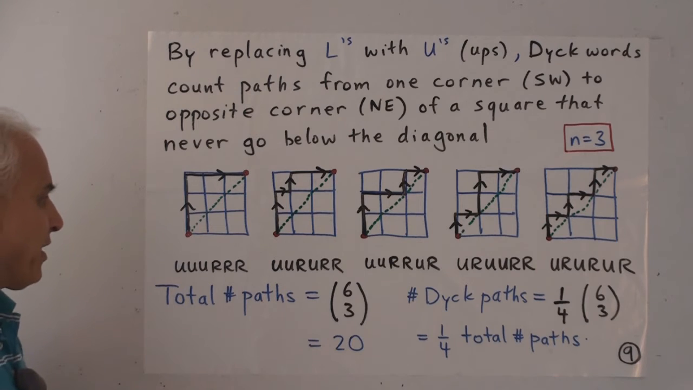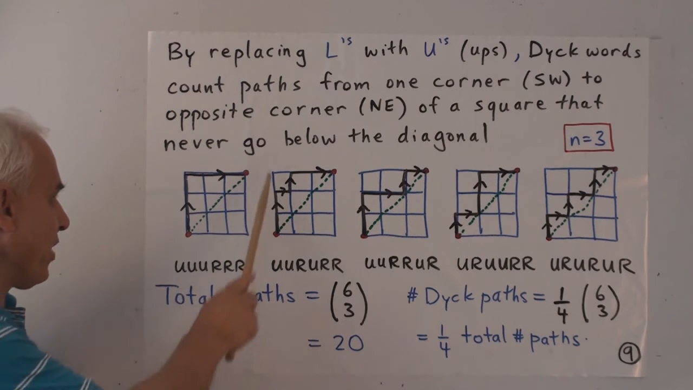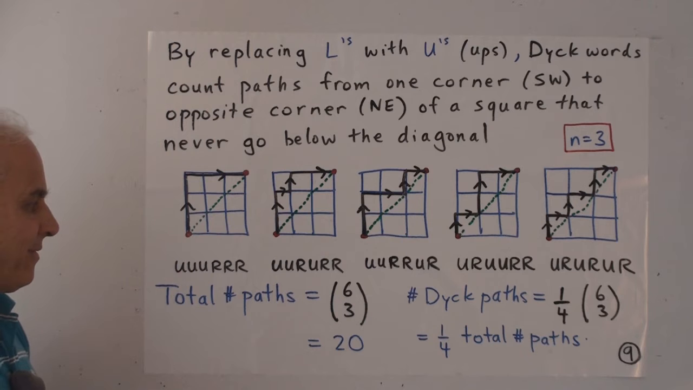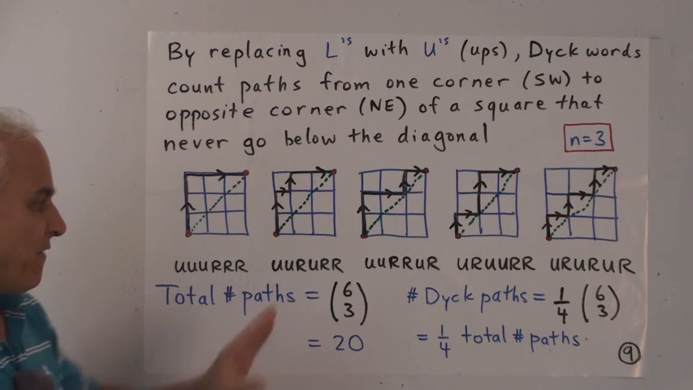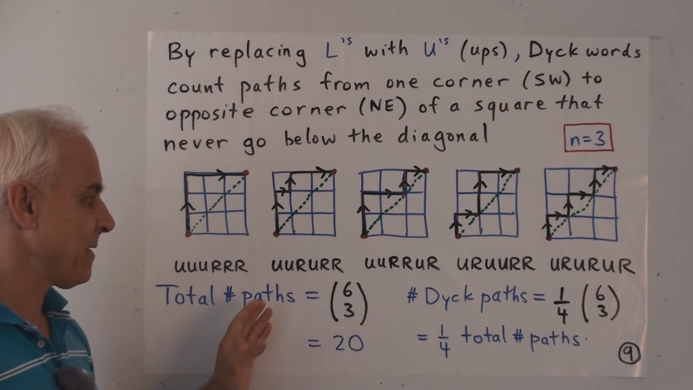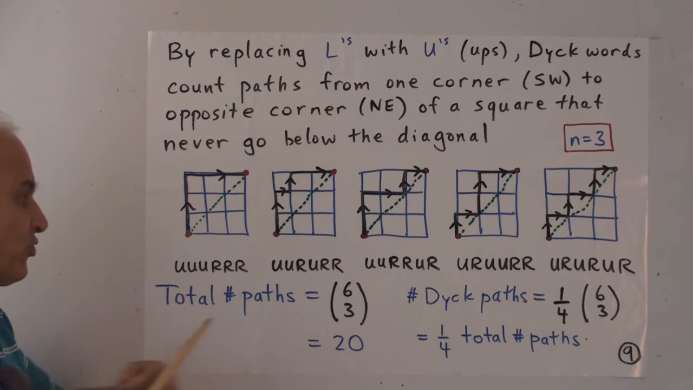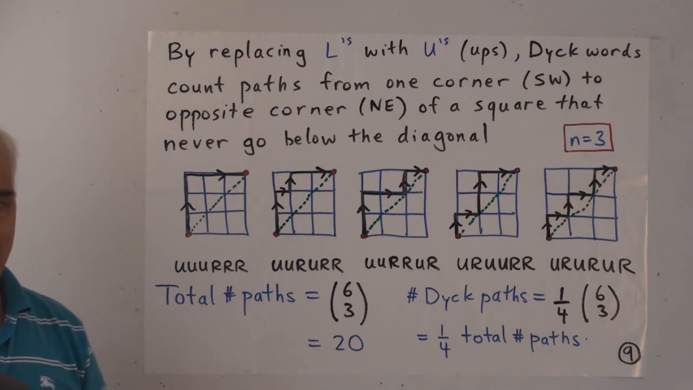And of course, there's a corresponding statement to be made if the square is bigger. It's sort of interesting that you get a nice fraction of all the paths represented by these restricted paths staying above the diagonal.